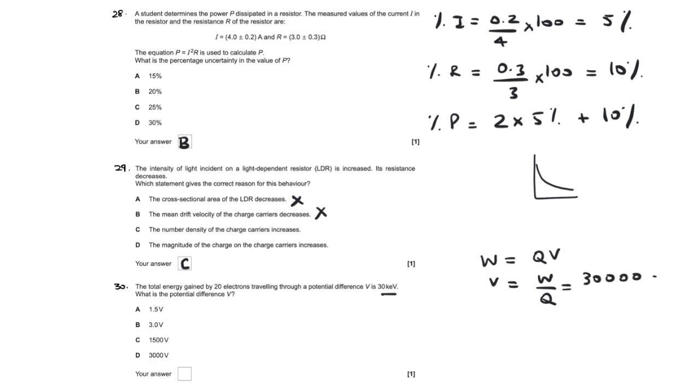Work done is 30,000 eV, which is basically electron volts, and the charge is N times E, which is 20 times E, the charge on an electron. If you notice, the E's cancel out. I don't even have to use their values. So voltage is essentially 30,000 divided by 20, which gives me 1500. So C is my answer.